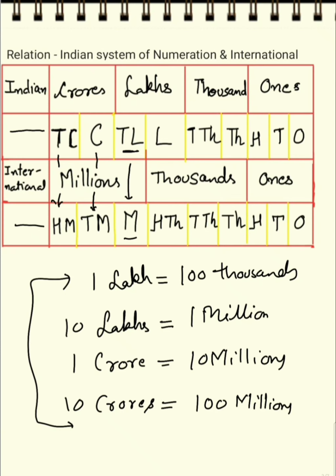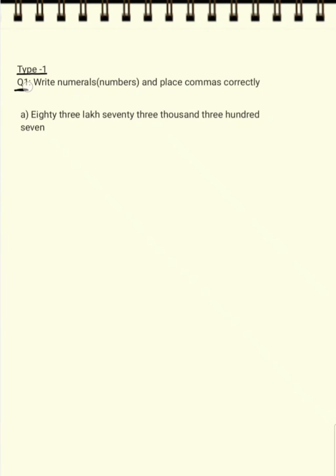Now let's do some questions related to the international system of numeration and the Indian system of numeration. First type of question is like this: write numerals and place commas. Here you should first know what type of system of numeration this is, Indian or international. See, it's written here 83 lakhs 73,307. Which system of numeration is this? This is Indian. Correct? Indian system of numeration.